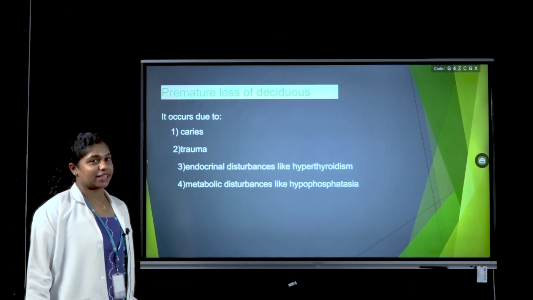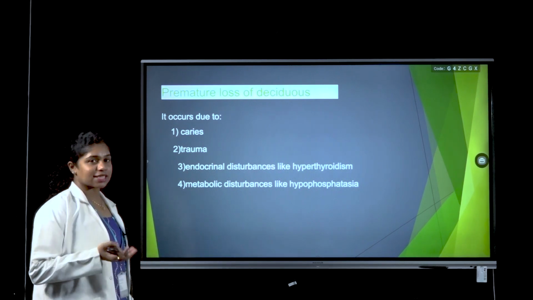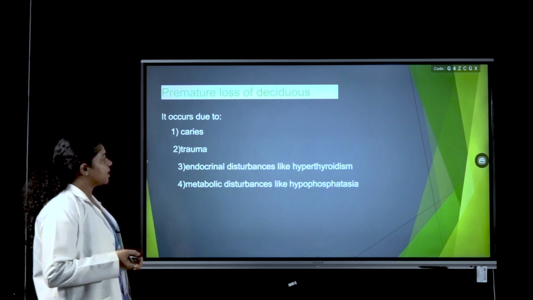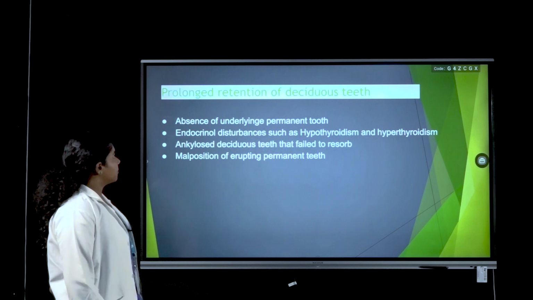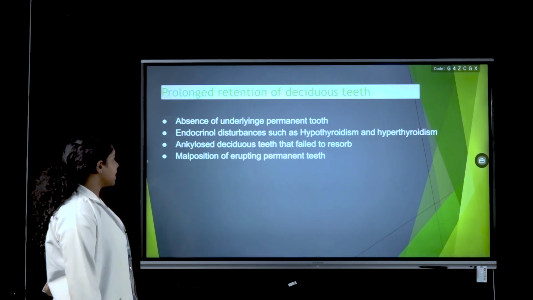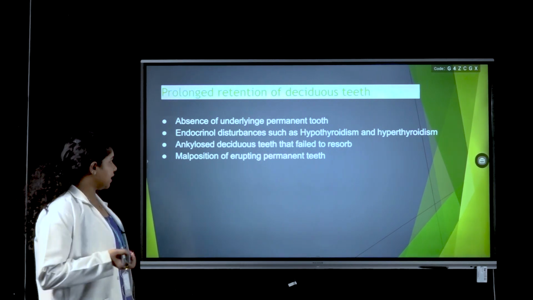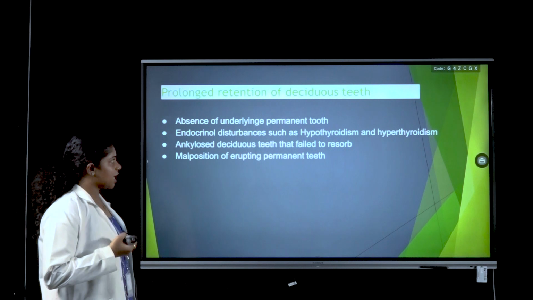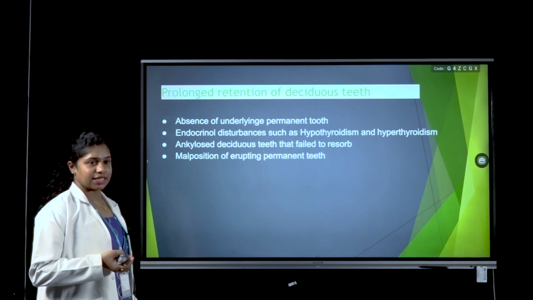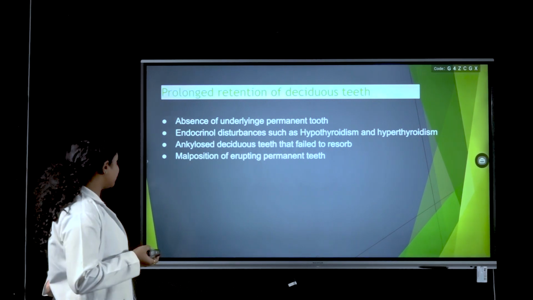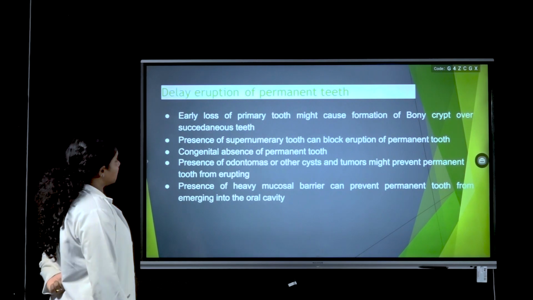Premature loss of deciduous teeth occurs mainly due to factors such as caries, trauma, endocrinal disturbances such as hypothyroidism, metabolic disturbances such as hypophosphatasia. Prolonged retention of deciduous teeth may be due to absence of underlying permanent teeth, endocrinal disturbances such as hypothyroidism or hyperthyroidism, ankylosed deciduous teeth that have failed to resorb, malposition of erupting permanent teeth, delayed eruption of permanent teeth.